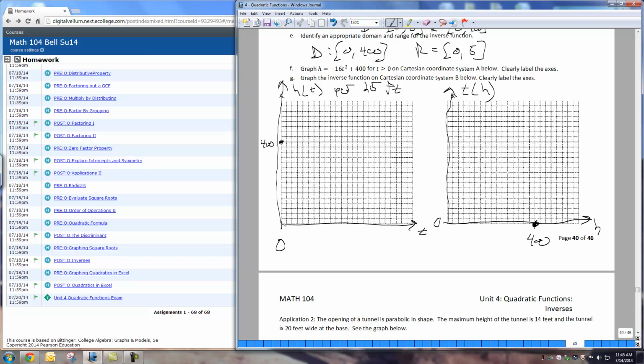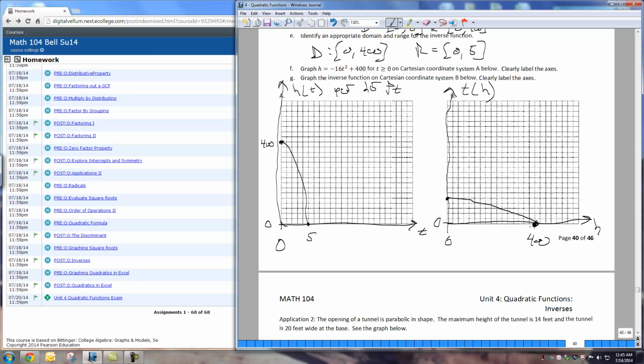And then over here we said it falls at 5 seconds. So 1, 2, 3, 4, 5. Right here's where it hits the ground. This is 5 and that's 0. So our graph does this kind of thing. So now this point goes up here on the inverse. So now my t needs to be 5. 1, 2, 3, 4, 5. And my h is 0.